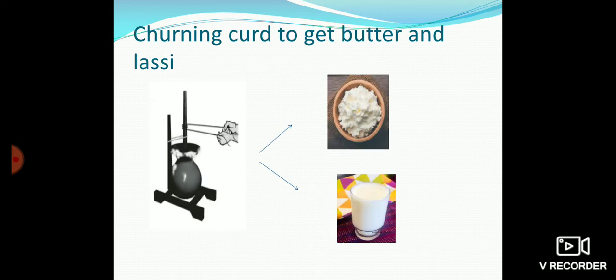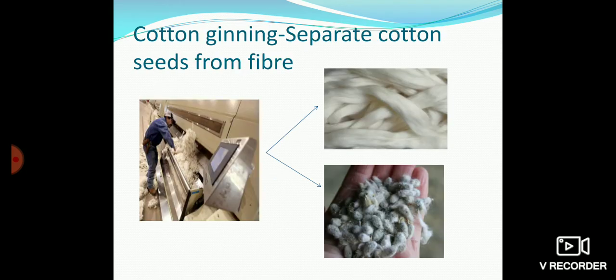Have you seen this at your home? Just continuous stirring of curd, which is also known as churning of curd. Why do we do this? Because we get makhan and lassi by continuous stirring of curd. So, this separation is being done to separate two useful components. We use both makhan as well as lassi. Now see the next example.